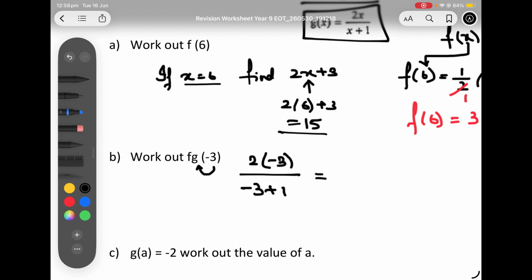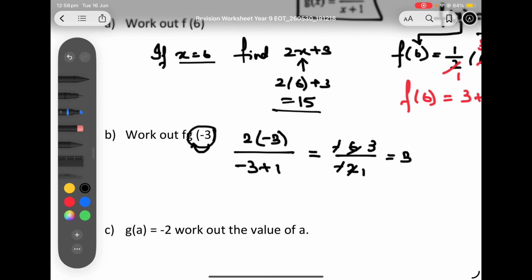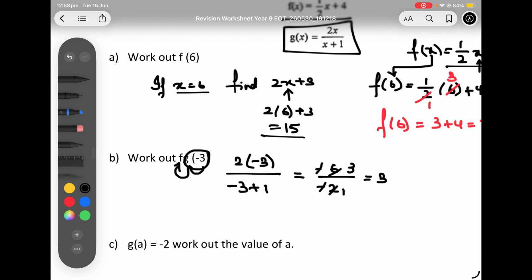Okay, so this becomes minus 6 upon minus 3 over plus 1, which becomes minus 2. The minus minus is gone, and the 2 ones are 2 and the 3's are 3. So it becomes a 3. Now g of minus 3 is 3.